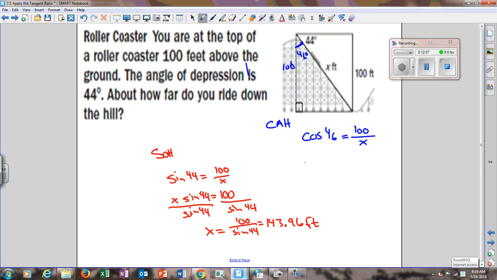We go through the same procedure. X times the cosine of 46 equals 100. Divide by cosine of 46. You get x equals 100 over the cosine of 46. Put that in your calculator. Get the exact same answer we had for sine. So either method works as long as you do it correctly.